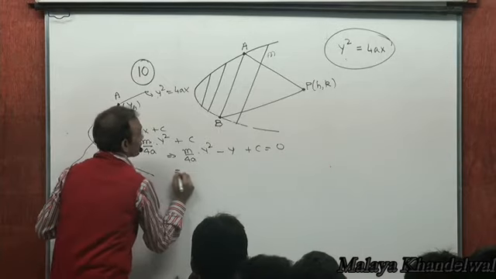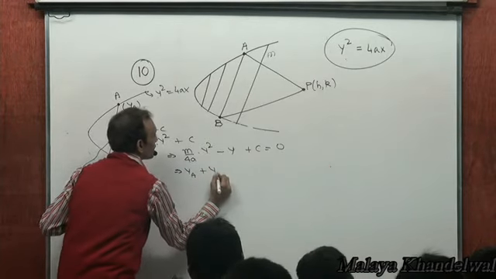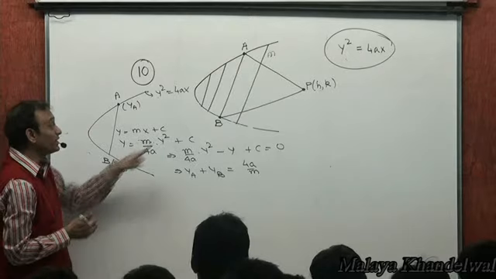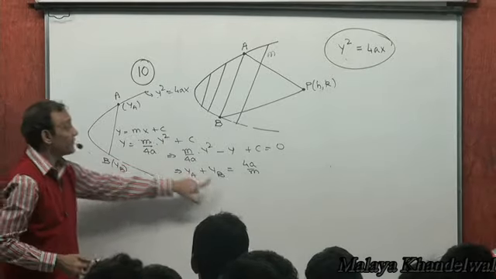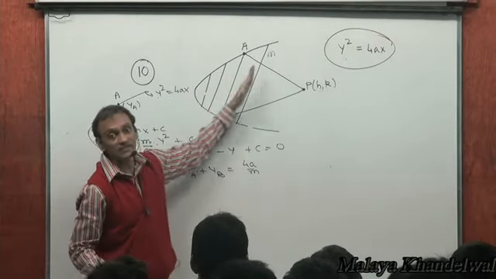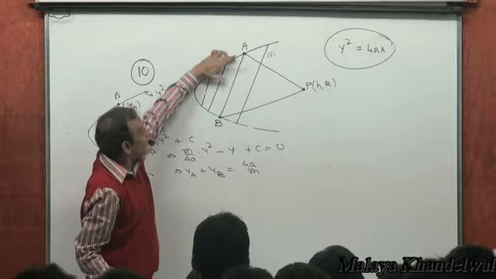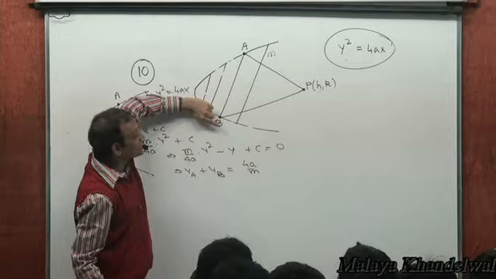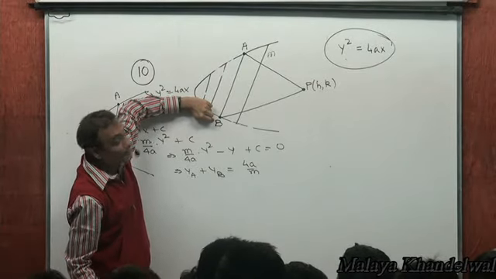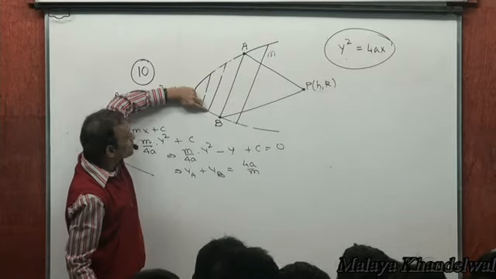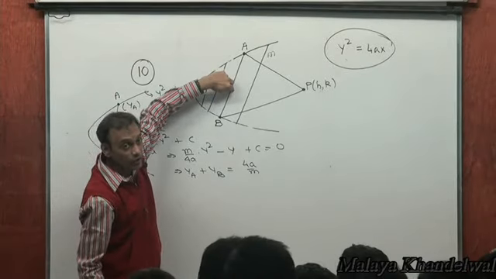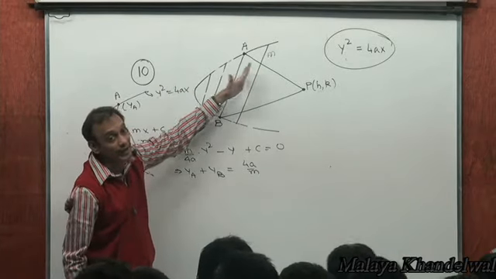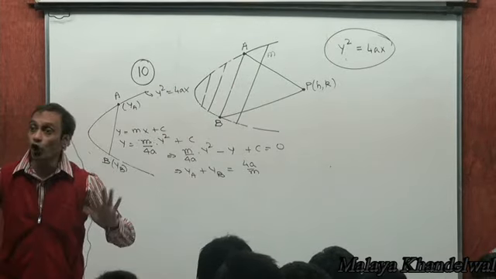Very clearly, ya plus yb is 4a by m, which does not depend on c, which depends only on m. All these chords have the same m. Therefore, y of this end of the chord plus y of this end of the chord is 4a by m. Y of this end of this chord plus y of this end of this chord will also be 4a by m. Yes or no? Yes, independent of the chord.